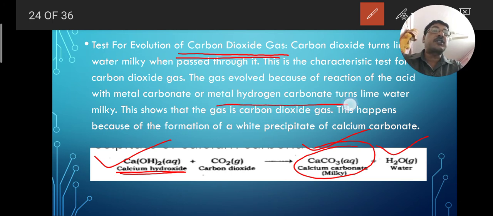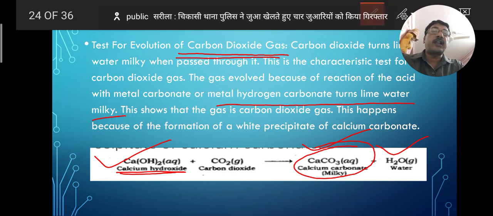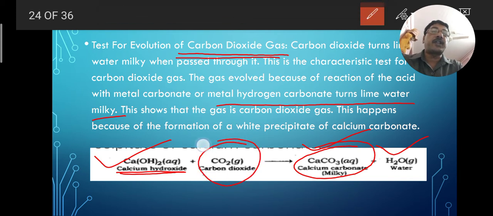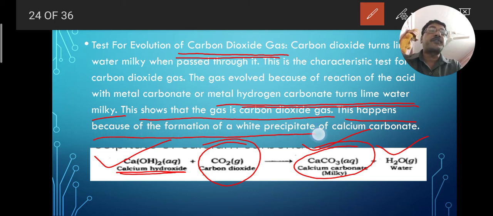Why is this milky color given? As it is mentioned here, hydrogen carbonate turns lime water milky. This calcium hydroxide, when reacting with the carbon dioxide, will turn the lime water into milky color. This shows that the gas is carbon dioxide gas. This happens because of the formation of a white precipitate of calcium carbonate. What is that? Precipitate of calcium carbonate, which is insoluble. It remains in the solution in the form of a precipitate, and because of that the lime water appears milky in color.